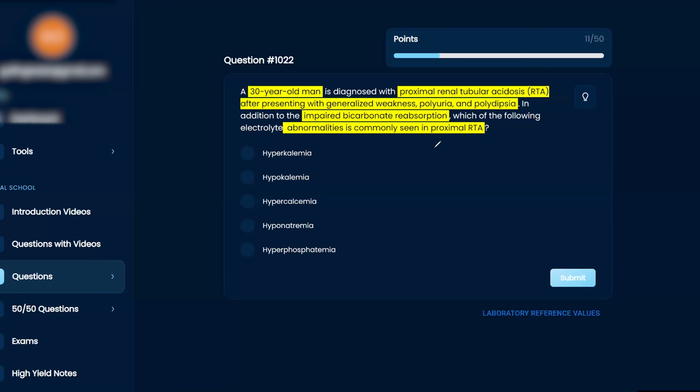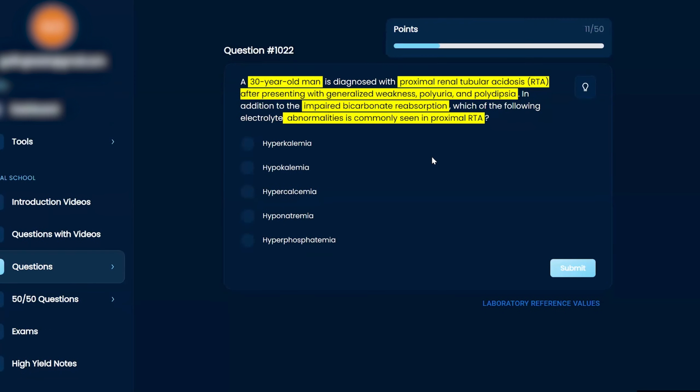Sometimes students get caught up sitting here for 15 minutes thinking about a question, but does that change what you remember or not? Probably not, the majority of the time. So if you get stuck, you say, okay, this is something I've got to learn, and you move on. If I just had to pick one, I'd pick hyperkalemia.